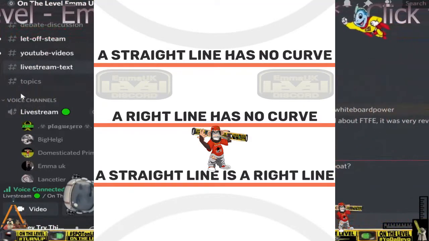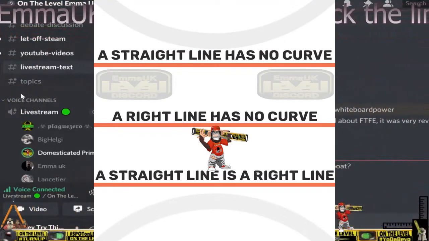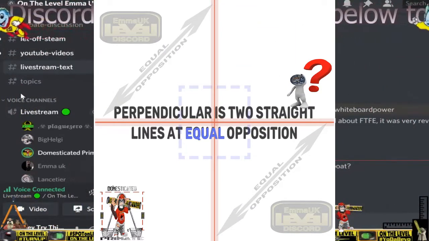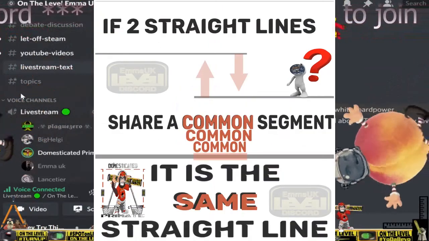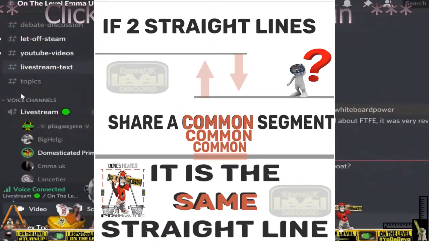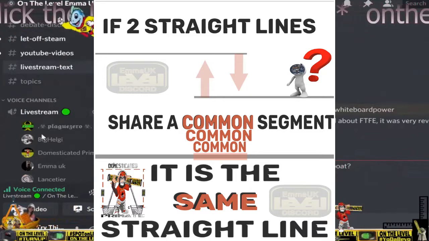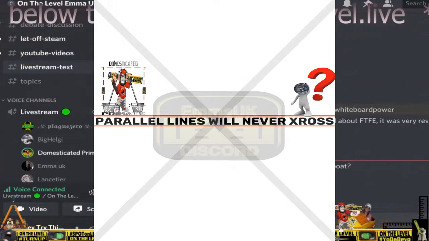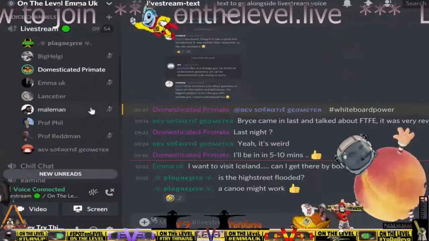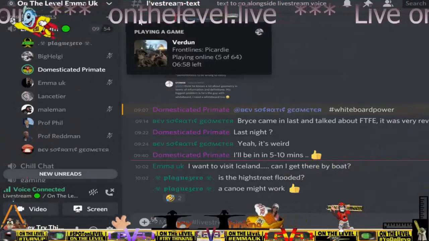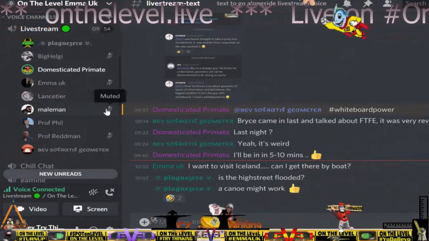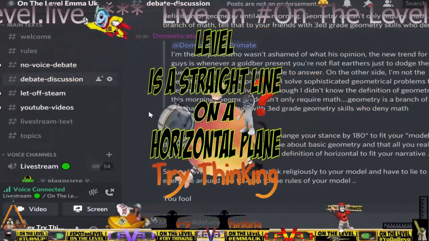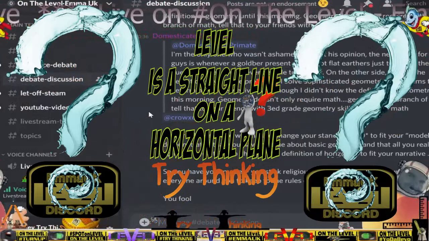Anything in particular? I'm just going back through our messages to reaffirm what we were talking about in the text chat. It doesn't matter, just talk about what you like. Well, basically the statement we hold to here is that level is a straight line on a horizontal plane. Do you agree or disagree with that statement?